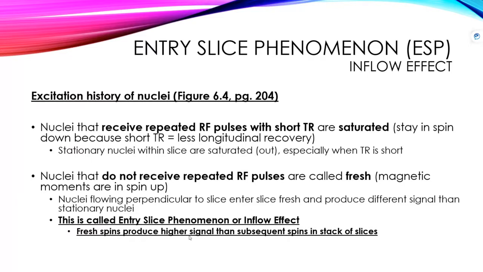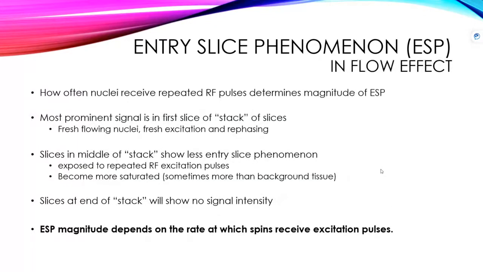The fresh spins are going to produce a higher signal than any of the other spins that are in the slice that are continuing to get saturated by the RF excitation and refocusing pulses. So how often the nuclei receive those repeated RF pulses is going to actually determine the magnitude of the entry slice phenomenon, and I'll call it ESP from now on. Or inflow effect is another way to call it.